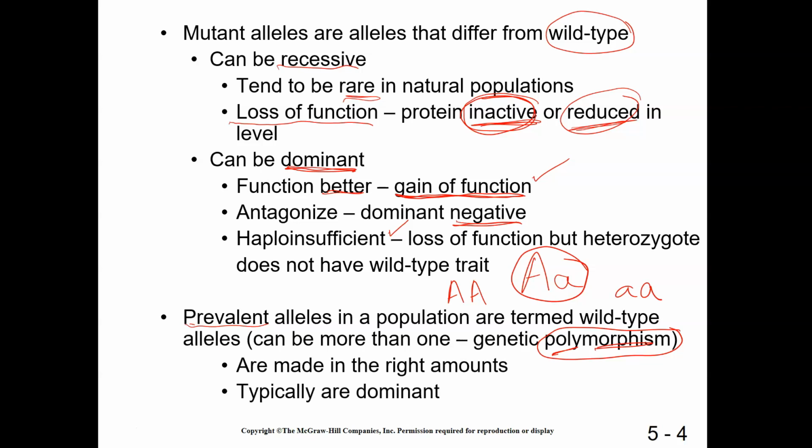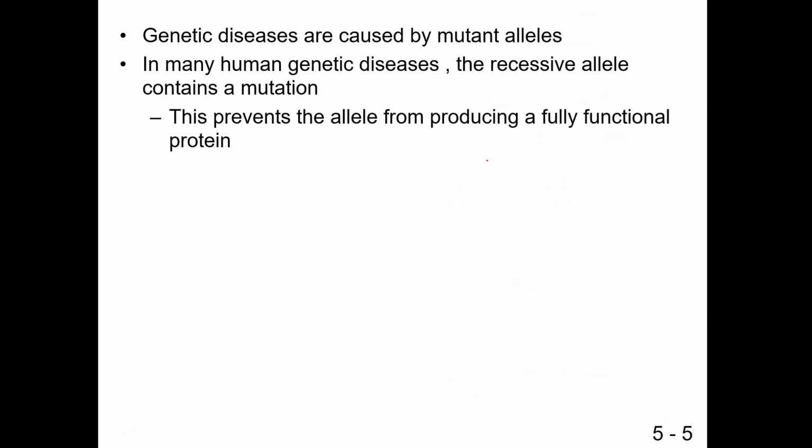So prevalent alleles usually make proteins at the right amounts. They work really well. Typically, prevalent alleles are gain-of-function mutations. And typically they're dominant, which brings us back here to gain-of-function. Isn't that cool? So let's look at an example where you have a genetic disease that's caused by a gene mutation or an allele mutation.